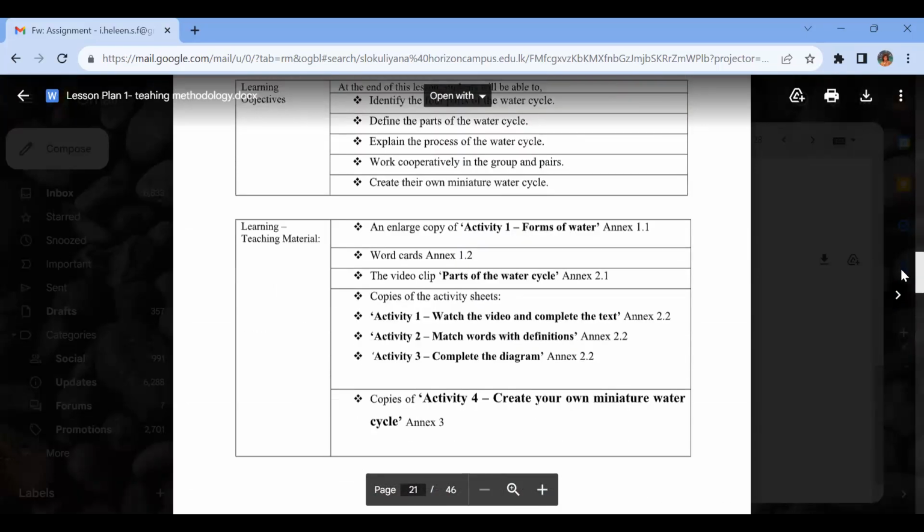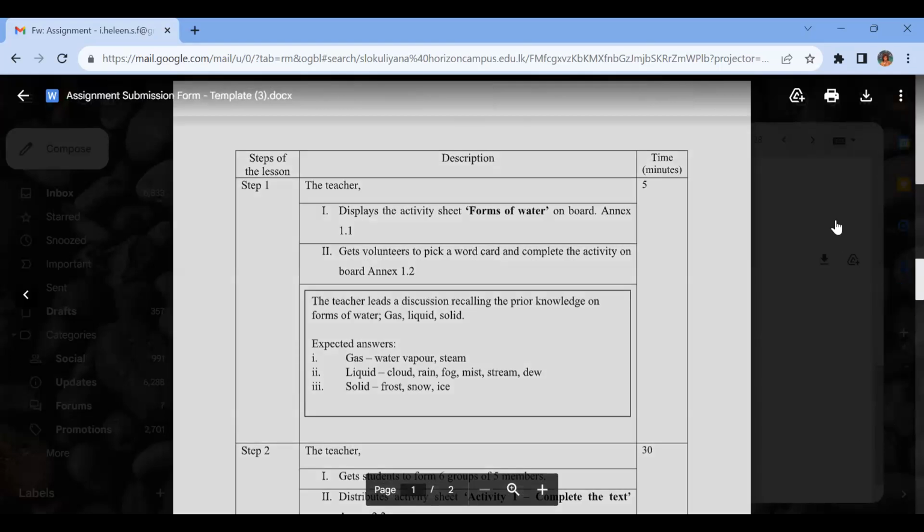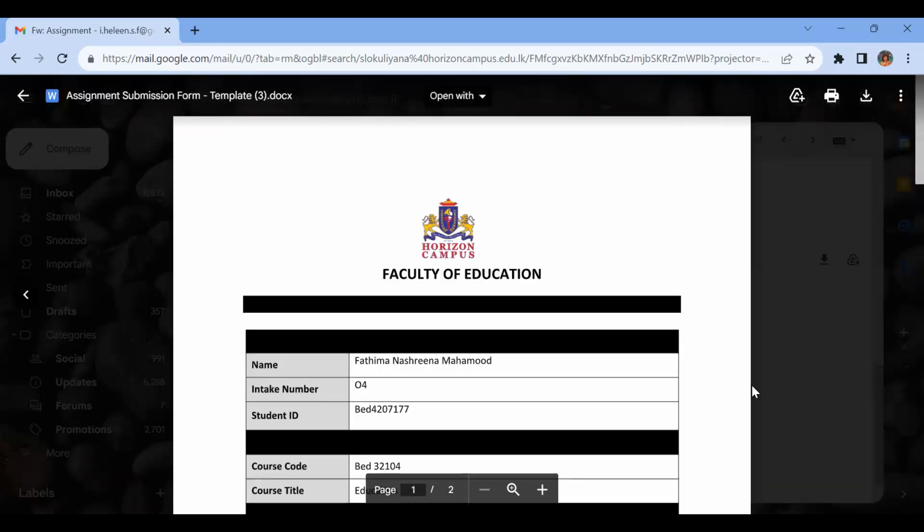So, what do we do? Display the activity sheet, forms of water on the board. Madam. Are you there? Yes, ma'am. Right.